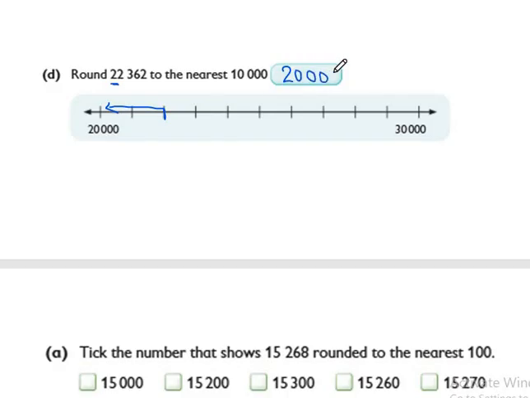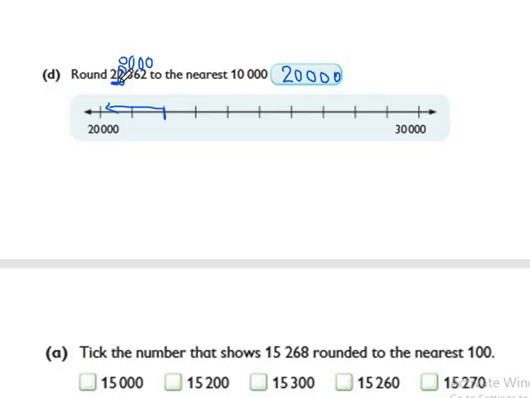But without drawing the number line also, you can check which number it is close to. It is nearest to 20,000 or 30,000. As I told you, you are looking at the nearest 10,000. So look at the next number, 2. It is less than 5. So just round it to the nearest number, that is 20,000.